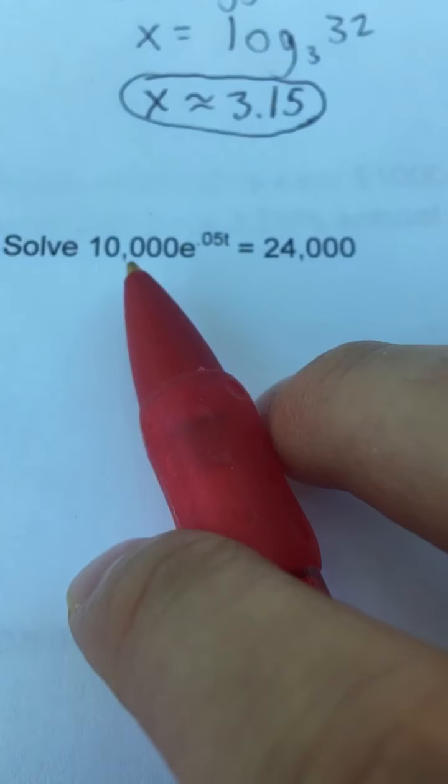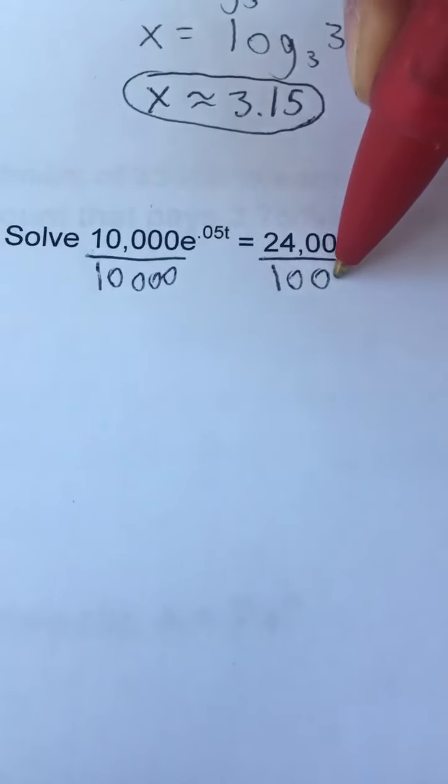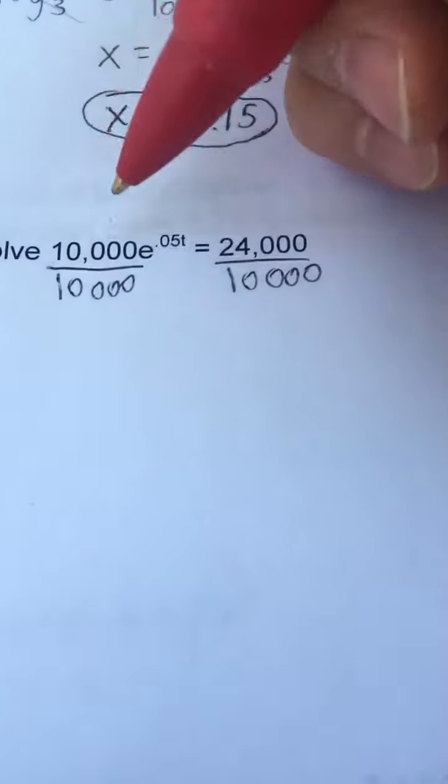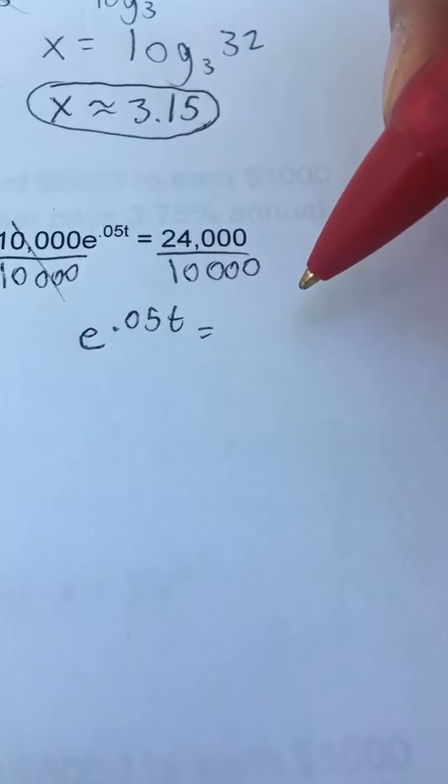So to get rid of 10,000, it's 10,000 times all this stuff. I'm going to divide both sides by 10,000. Get rid of any extra numbers first. If you have any numbers being multiplied or added or subtracted, get rid of those first before you use the log. So e to the 0.05t equals now 24,000 divided by 10,000.